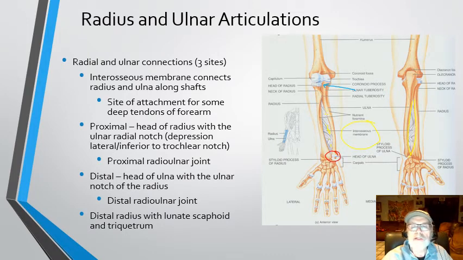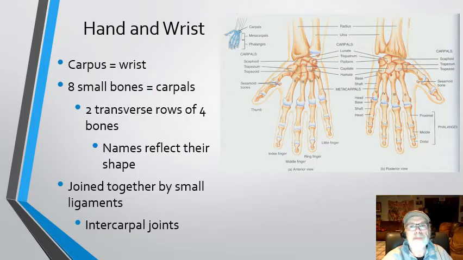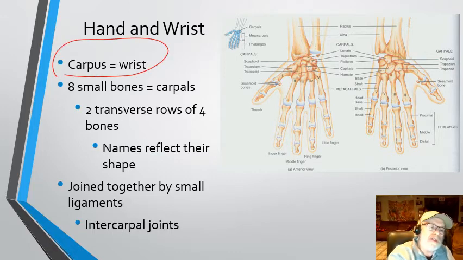And that's it. Then what happens, as we'll talk about next, is the radius articulates with this large bone right here, which is called the navicular, and that's coming up very shortly, like right now. When I get down to the hand or to the wrist, the wrist is called the carpus. Carpus means wrist. Basically, there are eight small bones, and they're called the carpal bones.